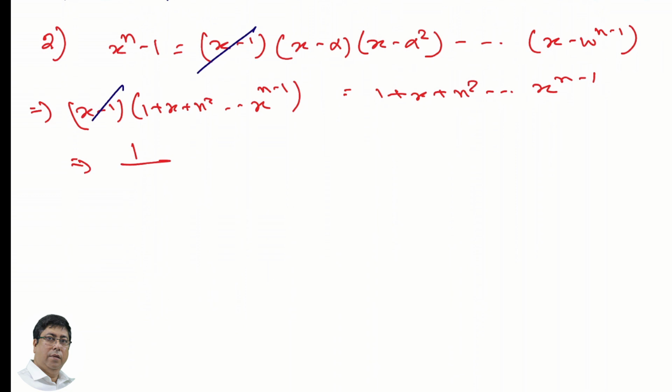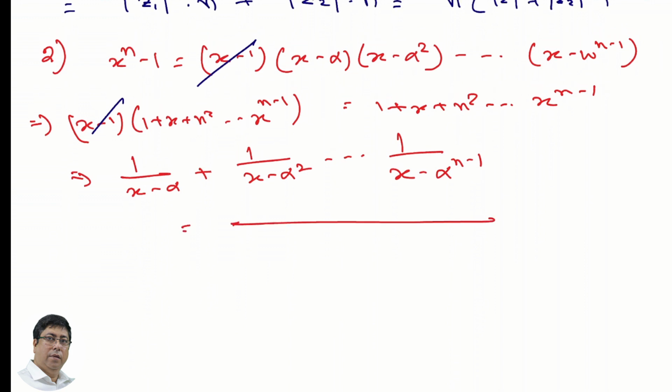If we take the log of the product and differentiate, we are getting 1 by x minus alpha plus 1 by x minus alpha square, plus like this, up to 1 by x minus alpha to the power n minus 1. And on the other side, if we take the log and differentiate, the denominator is 1 plus x plus x square up to x to the power n minus 1, and the numerator is 1 plus 2x plus 3x square, like that, up to n minus 1 into x to the power n minus 2.